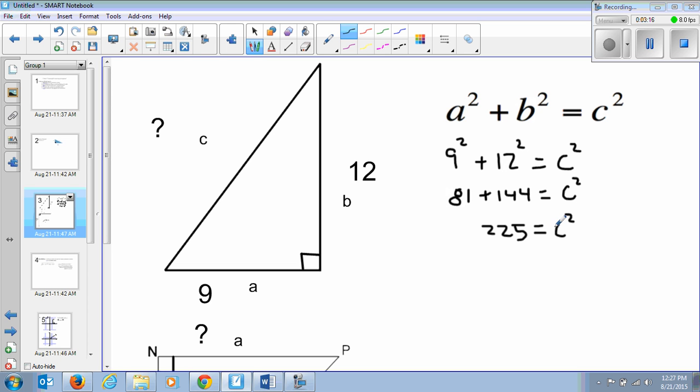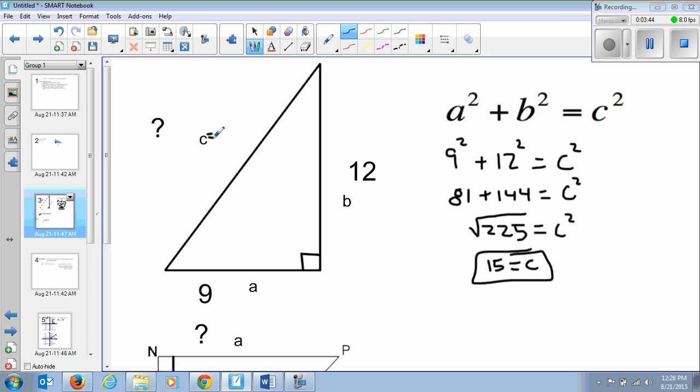Notice, though, that c is not by itself yet, so we've got to get rid of that square. Well, the opposite of squaring something is to square root it. A lot of kids will divide by 2 to get rid of that. That's not a times 2. That's a square. So we have to square root 225 to give us our answer. The square root of 225 is 15. So 15 is the length of c.